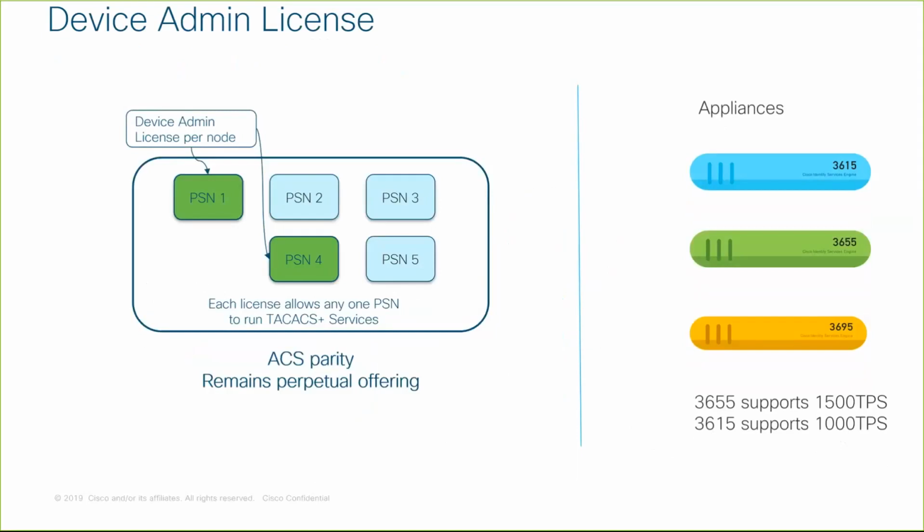I did not include 3695 because 3695 is typically used for PAN or MNT. 3695 supports a lot of CPU and a lot of memory, so you can use it as a large MNT box if you're using it for audit and logging.